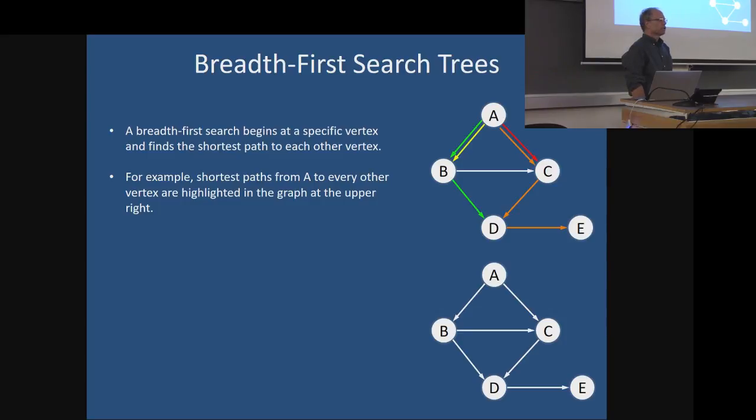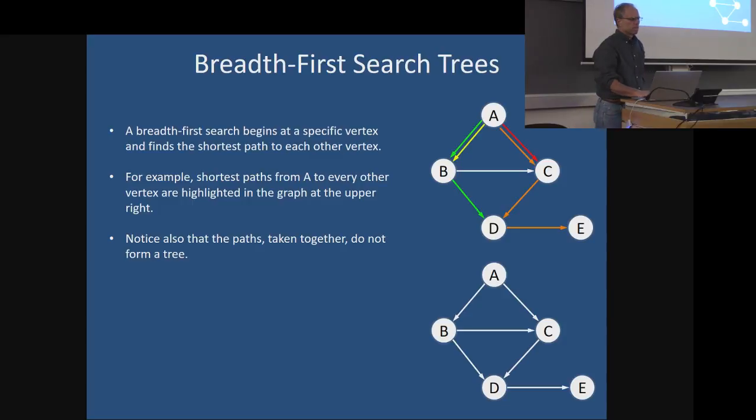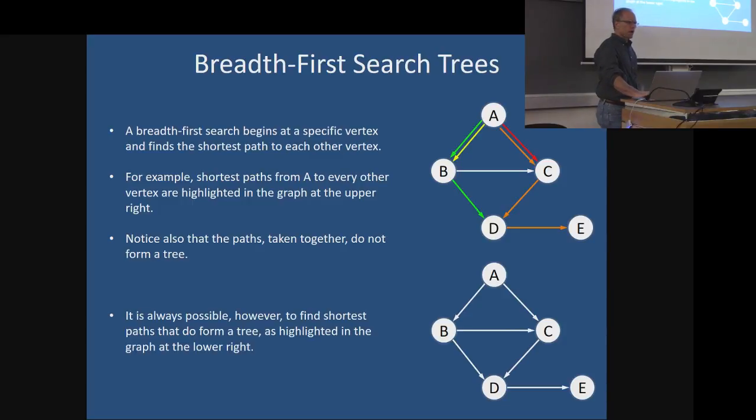Right. When we combine all those edges together, we don't get a tree. So we don't just want to find the shortest paths, we want a shortest paths tree, or a Breadth-First Search tree. And those colored edges all merged together don't give you a tree, because there are two ways to get to vertex D. So what we want is, it's always possible to find a shortest path tree. It would actually be a tree. So we could find A to B that way, A to C that way, A to D that way, and then A to E that way, and then we've got a tree.